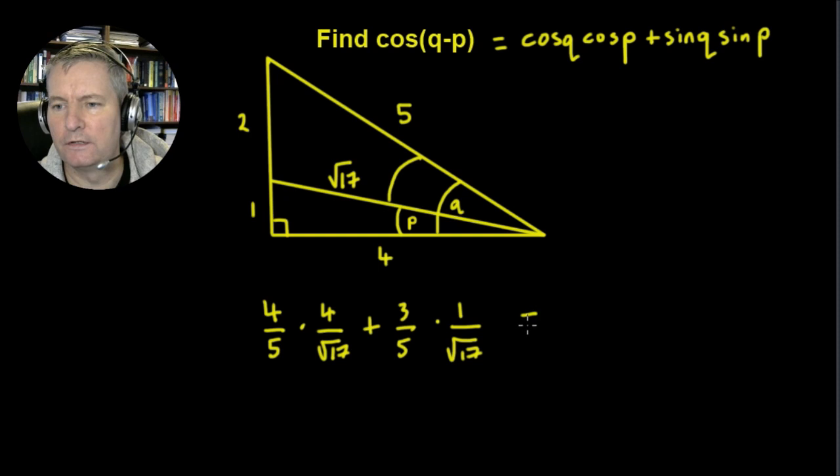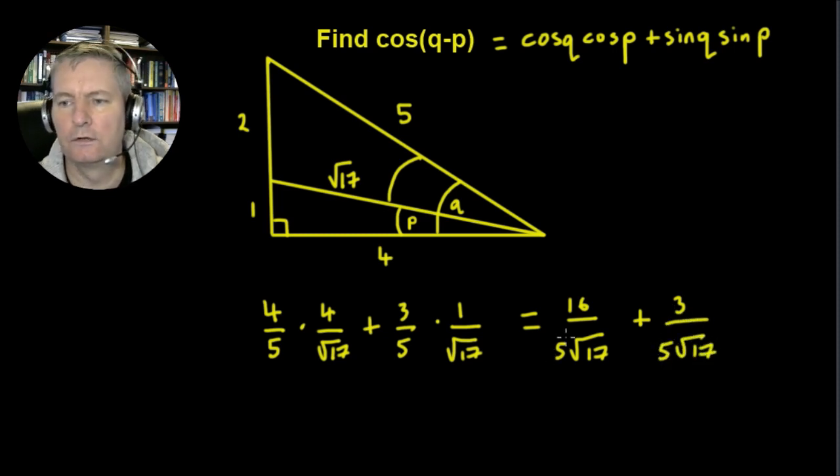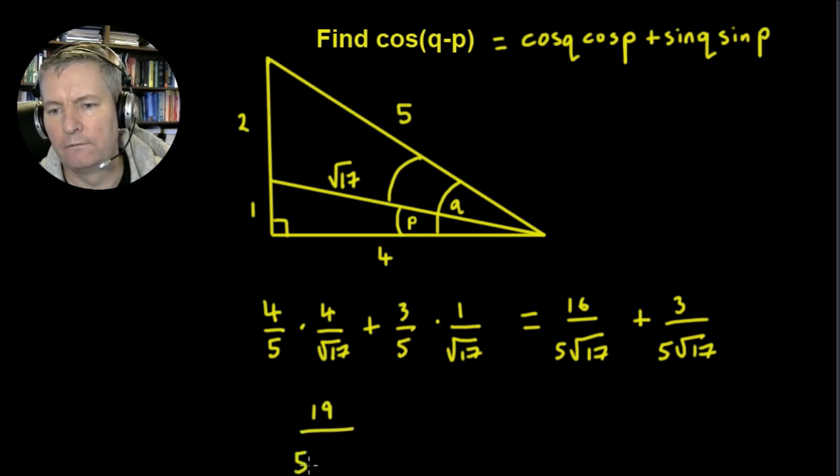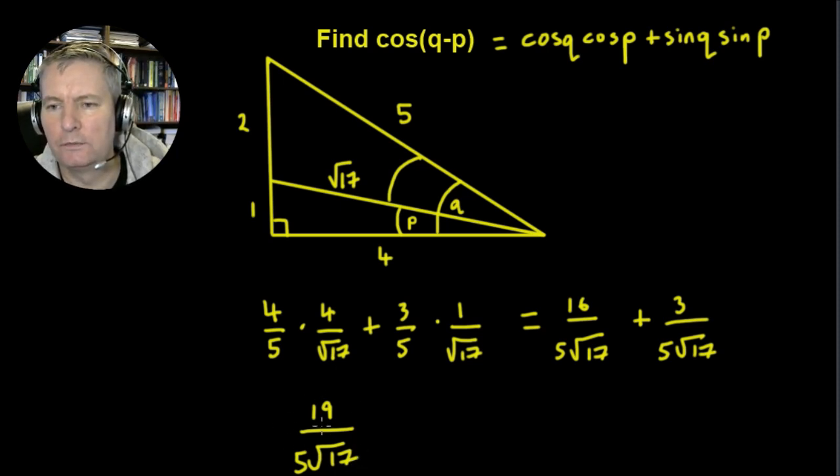So we can rewrite this here, and we can say that's equivalent to 4 times 4 is 16 upon 5 root 17. And the second one here is going to be 3 upon 5 root 17. So therefore we can add these two together, and we're simply going to be left with 19 upon 5 root 17. So this here is going to give us the cosine of this little angle Q minus P.